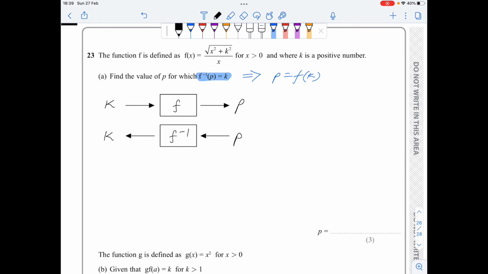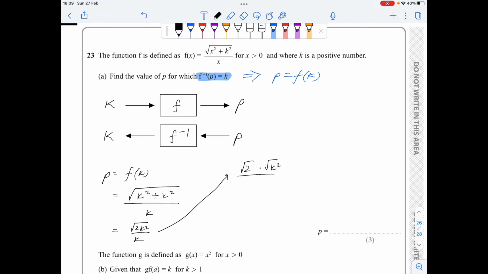So let's use that relationship, p equals f of k. So square root of (k squared plus k squared) over k, and this is equal to square root of 2k squared over k. Let's continue on the right. If I split my square root as square root of 2 times square root of k squared over k, this will result in square root of 2 times k over k. Let's cancel out the k's. So I am left with square root of 2.